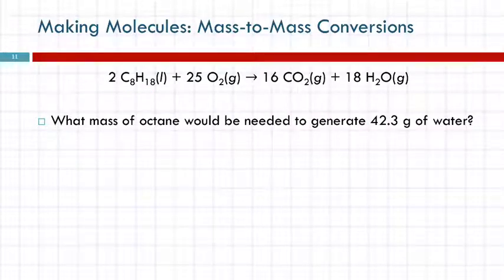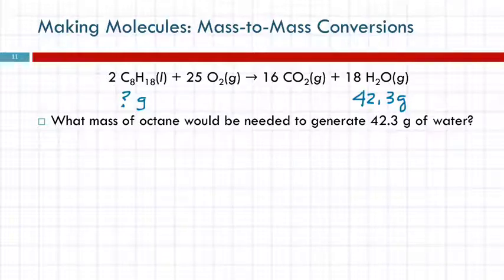What mass of octane would be needed to generate 42.3 grams of water? So the last one, they gave us information, a mass of octane, and asked for a mass of CO2. Now they're giving us a mass of a product and asking for mass of a reactant. It's exactly the same process. So I've got the question. I'm going to take the number and write it under my equation. That's water, so I've got 42.3 grams of the water. The question is what mass of octane? So under octane, question mark, grams, because it's mass.